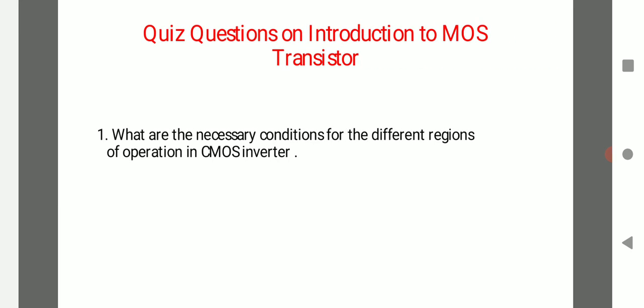Here is a question on MOS transistors. What are the necessary conditions for the different regions of operation of a CMOS inverter in a MOS transistor?